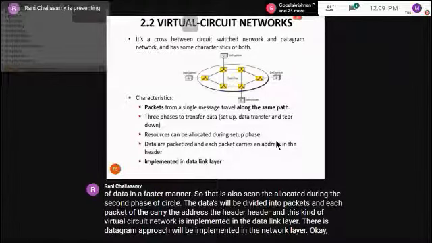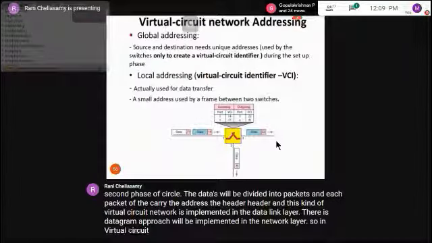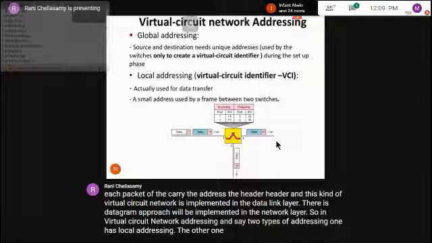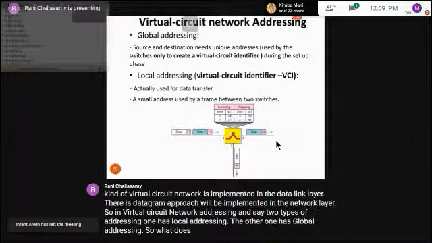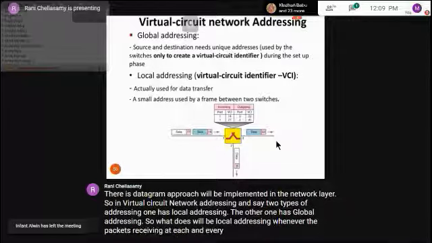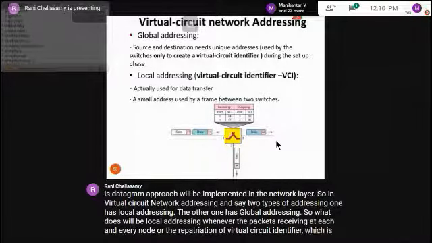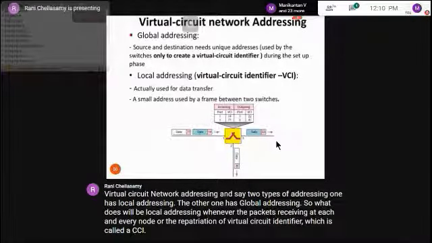Okay. So in virtual circuit network addressing, you can see two types of addressing. One is local addressing, the other one is global addressing. So what is meant by local addressing? Whenever the packets are received at each and every node, there will be a creation of a virtual circuit identifier, which is called VCI. Okay, that we call a local address.